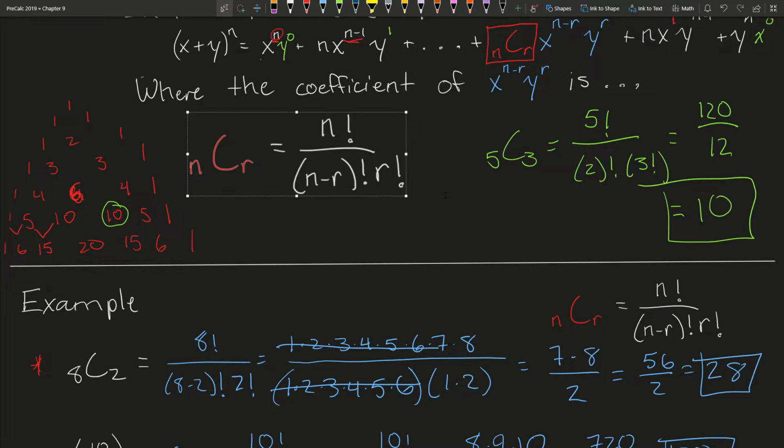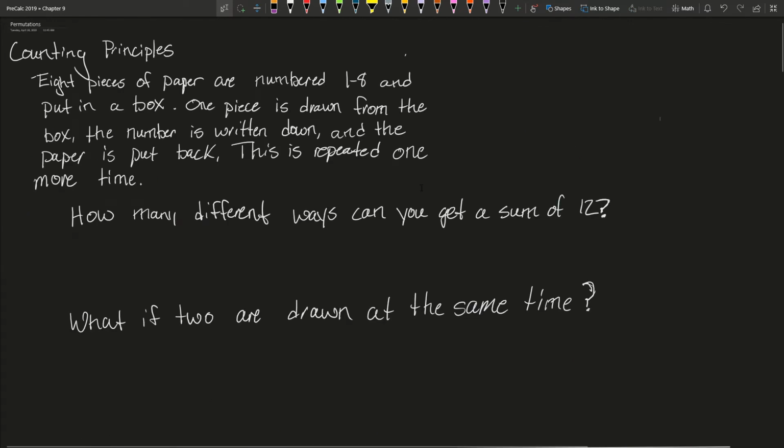Okay, so today we're going to go over counting principles, and again, this is one of the more tangible things in this chapter, and it's getting to probability. To introduce this, I've got this scenario, and we're going to count the number of different ways something can happen.